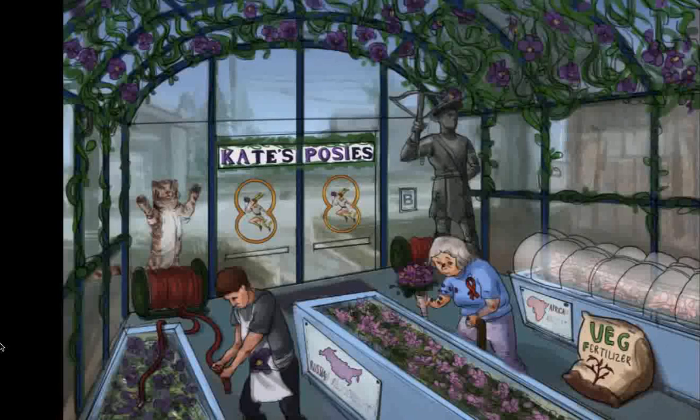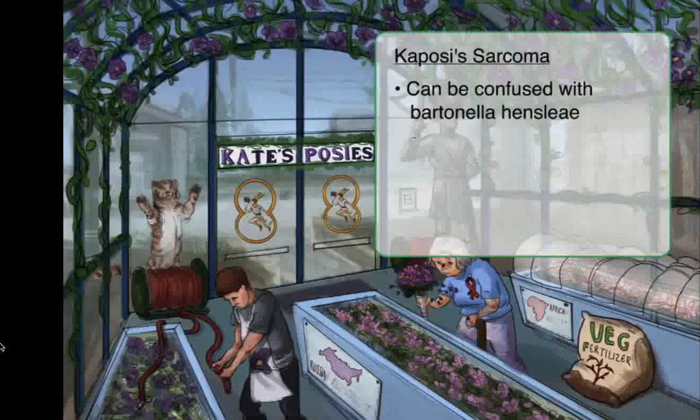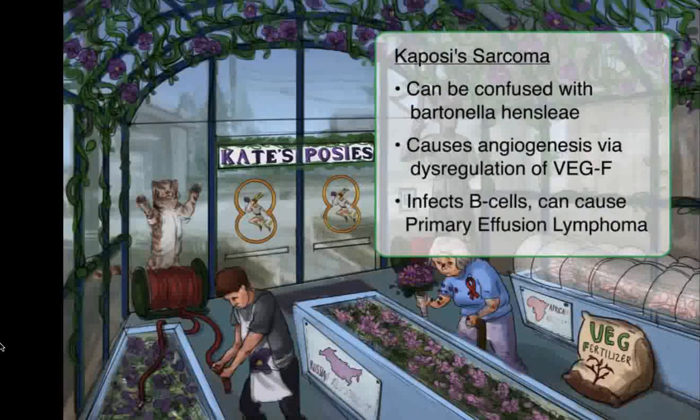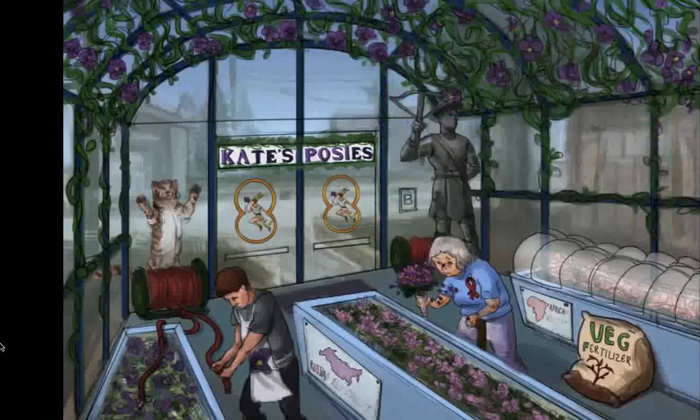And that just about wraps up HHV8 and Kaposi's sarcoma. The important features to really remember are that it can be confused with Bartonella henselae. It causes angiogenesis via dysregulation of VEGF, and if you're really good, remember that it infects B cells and can cause a type of B-cell lymphoma known as primary effusion lymphoma. Your friends will be really jealous of your massive intellect.